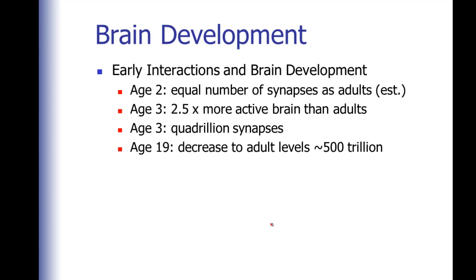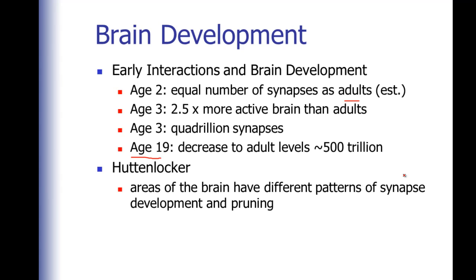That's interesting. And this is interesting. You'll want to know this: by age 2, they equal the number of synapses of adults. That's an estimate. And by age 3, their brain is 2.5 times more active than adults. Well, that's a lot. And by age 3, also a quadrillion synapses. Synapses are those things firing across the nervous system. By age 19, it decreases to adult levels, about 500 trillion synapses. That's what happens when we get old. The synapses slow down.